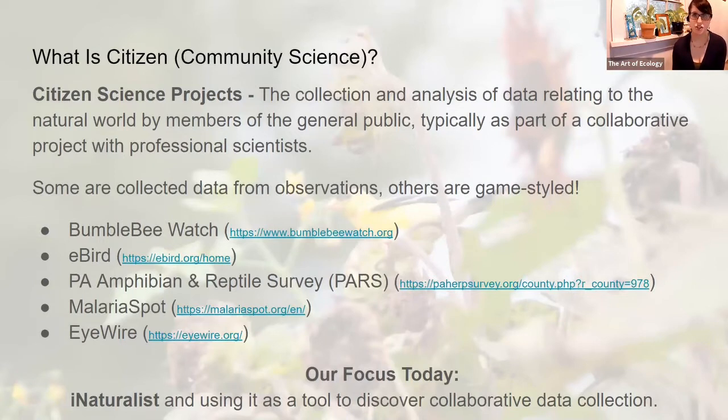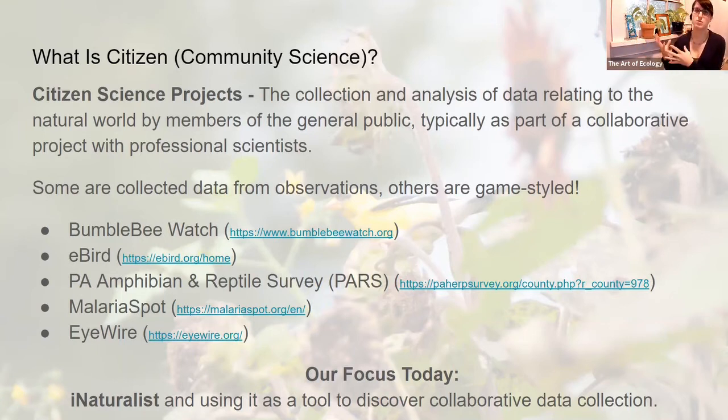All right, so now we move on to citizen or community science. You may have heard both words. Citizen science is what I started hearing about, and then very recently, within the past year, they have started making a switch to calling it community science because people felt that the word community was a little more inclusive and didn't restrict as much as the word citizen did. So you may hear both terms. They refer to the same thing: the collection and analysis of data, typically relating to the natural or biological world, as a collaboration between the public and the scientist.